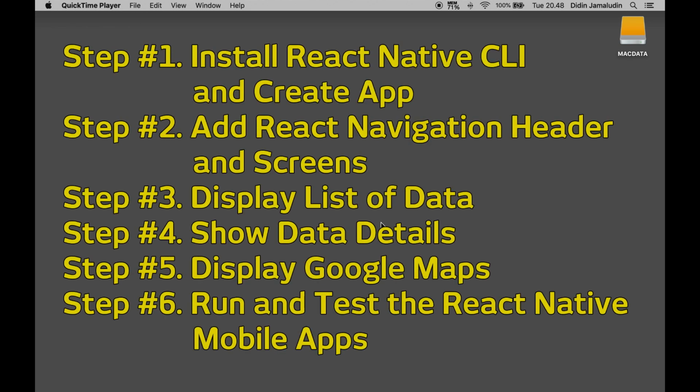This tutorial is divided into several steps. Step number 1. Install React Native CLI and create app. Step number 2. Add React Navigation header and screens. Step number 3. Display list of data. Step number 4. Show data details. Step number 5. Display Google Maps. Step number 6. Run and test the React Native mobile app.